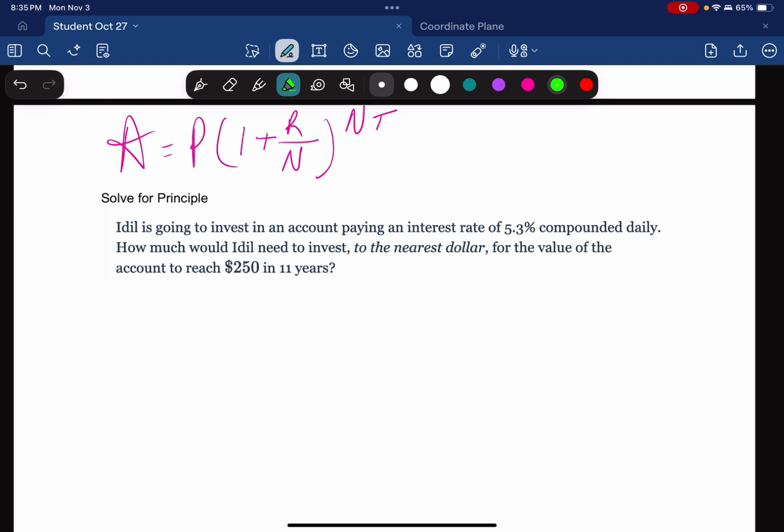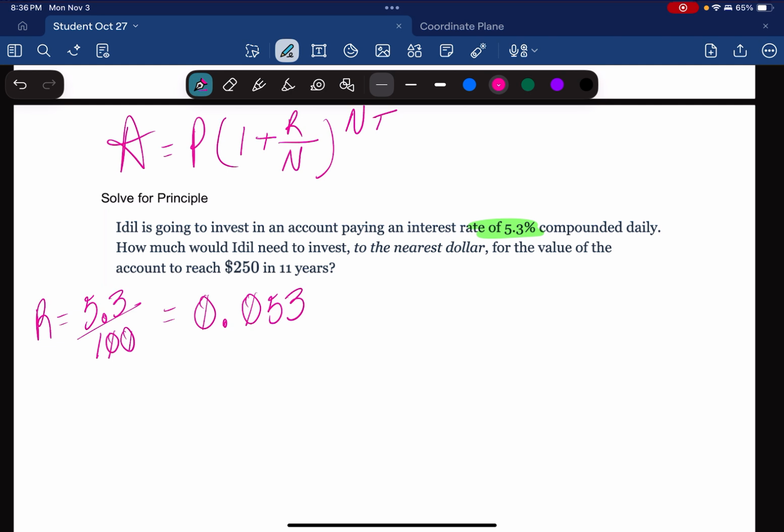Adil is going to invest in an account paying interest rate. So we know that that is our rate. So R, we're going to take that and divide it by 100. So 5.3 divided by 100, 0.053.